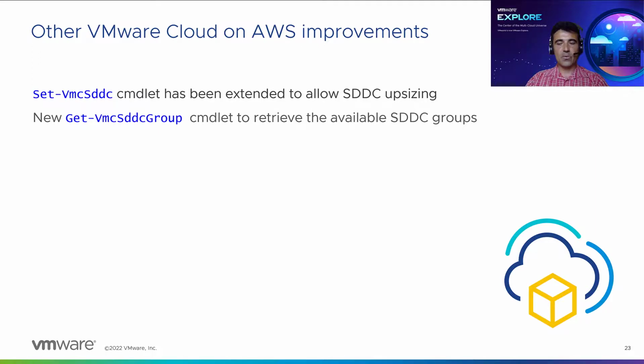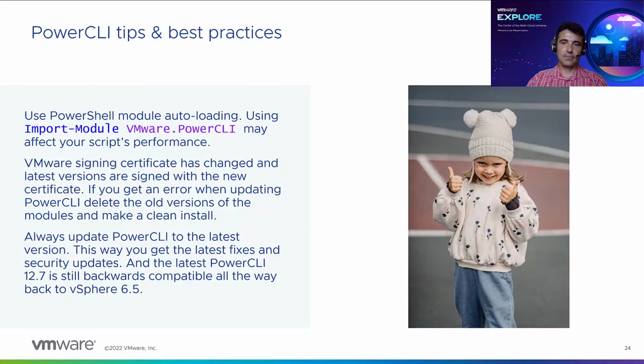Other improvements on VMware Cloud on AWS commandlets are that the Set-VMCSDDC commandlet now allows SDDC upsizing, and also the Get-VMCSDDCGroup commandlet has been added to retrieve the SDDC groups in your organization.